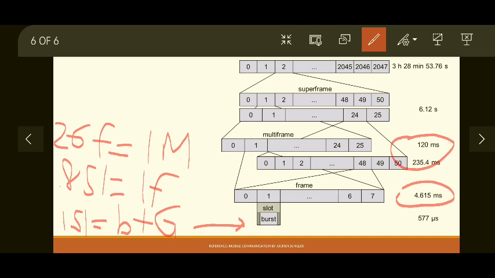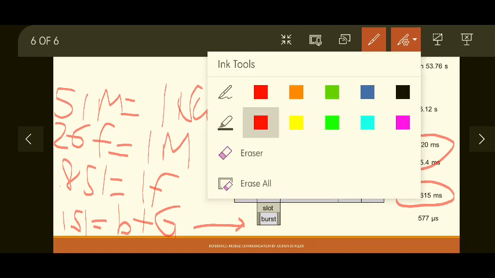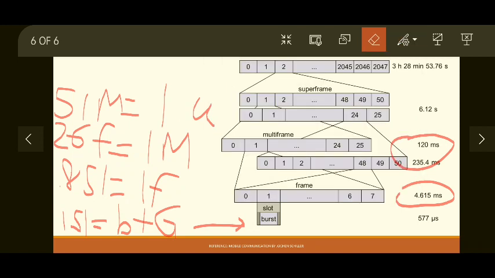Then if you combine 51 multi-frames, you will get one superframe. So 51 into 120 milliseconds, you will get one superframe. The duration of one superframe is 6.12 seconds.